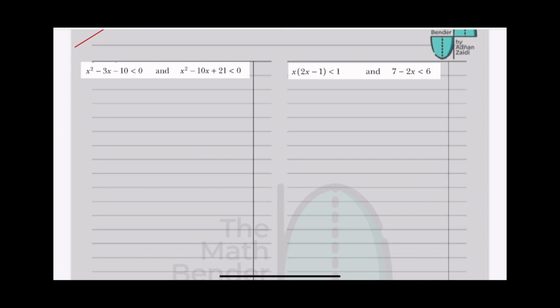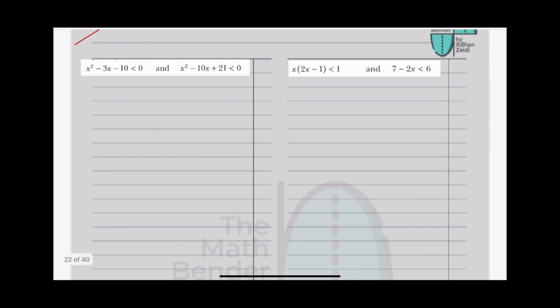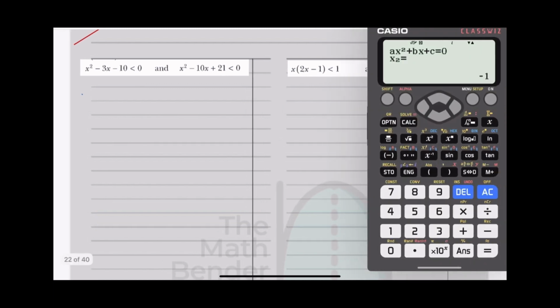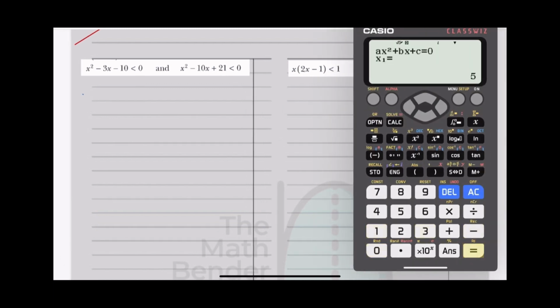So, solving both the inequalities, x is going to be 5 and x is going to be -2. For this one, x is 7 and x is going to be 3.